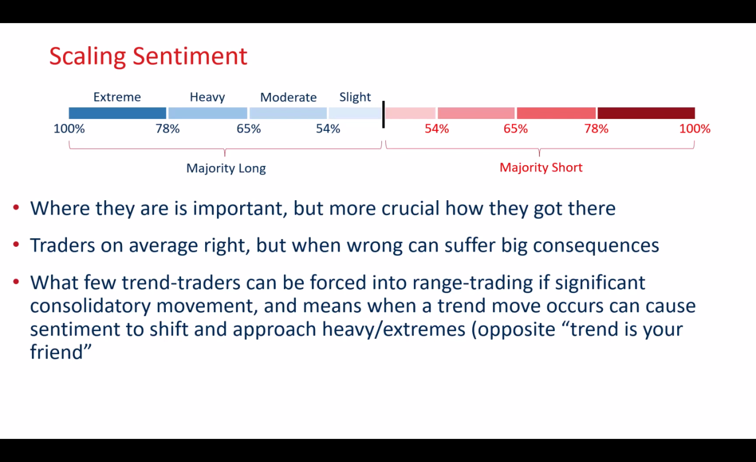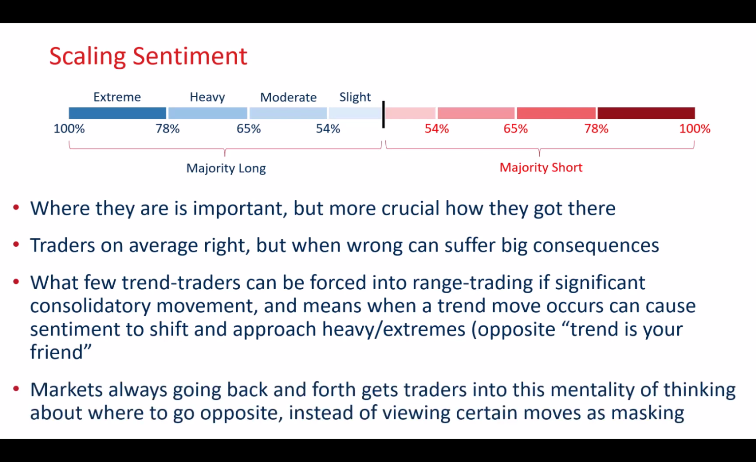The trend is your friend if people are moving in that direction. And this is one of the reasons why I'm pointing out that we need to understand psychology, because then you're going to understand quickly how it'll approach the extremes, which can then trigger a trade depending on what kind of signal you're looking for. And markets going back and forth gets traders into this mentality of thinking about where to go opposite, instead of viewing certain moves as masking where it could go next.